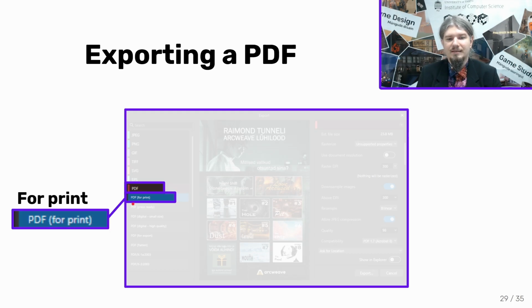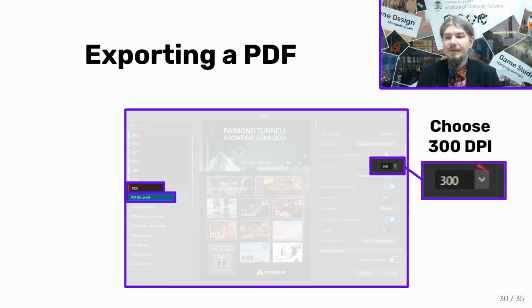And secondly, there is this PDF for print. Now I'm going to explain what this does, but usually that should work. So PDF for print should be the correct choice here. Next, you can choose your DPI. As I mentioned, your DPI, your dots per inch, will be 300. So please choose 300 from here.